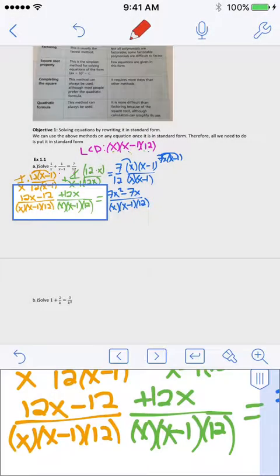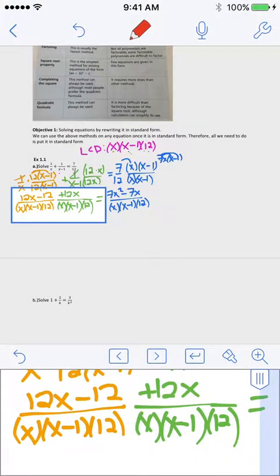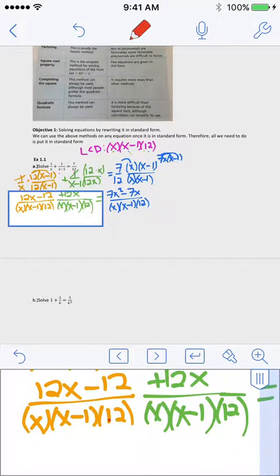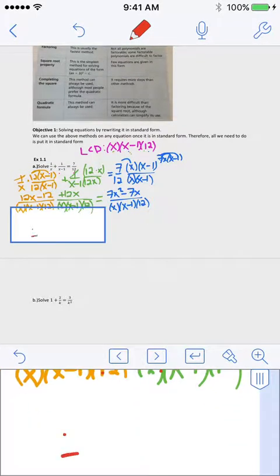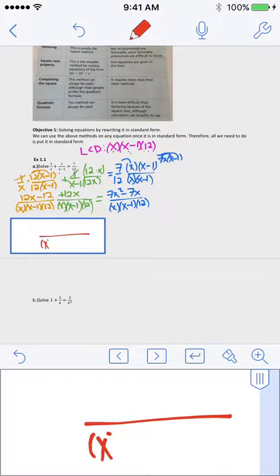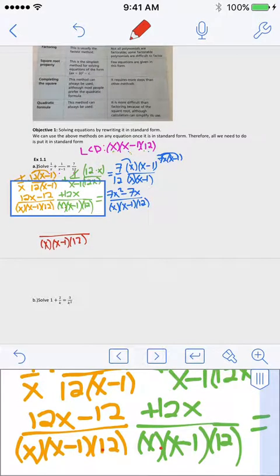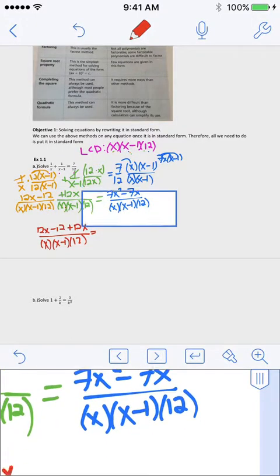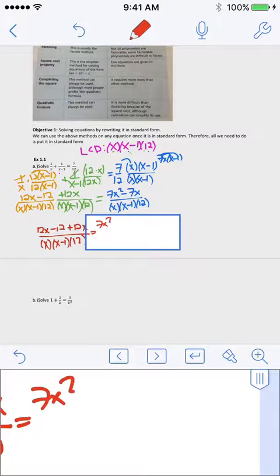Next, I'm going to combine this left side into one fraction. I don't like the fact that I have 2 fractions here. Since now they're the same denominator, I can put them over the same denominator. So that denominator is going to be x minus 1 and 12. I need some more room on the other side, sorry. The numerators are now 12x minus 12 plus 12x. And then I just have the same thing on the other side, the exact same thing as before.